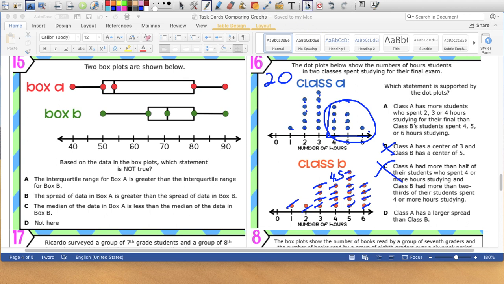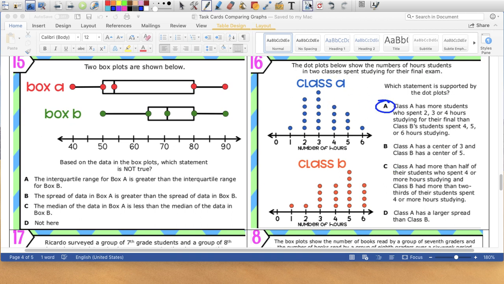Class A has a larger spread than Class B. Class A, the spread is from 1 to 6, right? And Class B has a spread from 1 to 6. They're the same. The only one that's true is A.